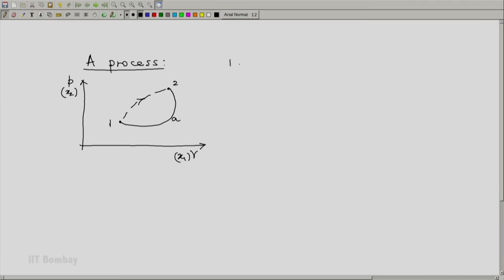So, 1 to 2 is a process, any process from 1 to 2, whereas 2A1 is some reversible process. So, it can be executed as 2A1, it can also be executed as 1A2 in the reversed form.